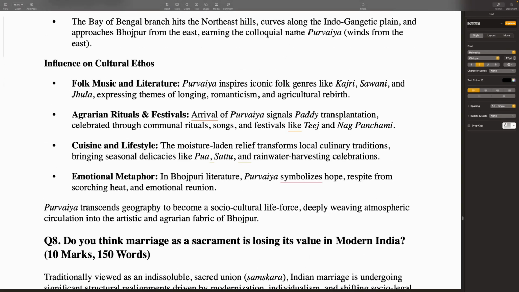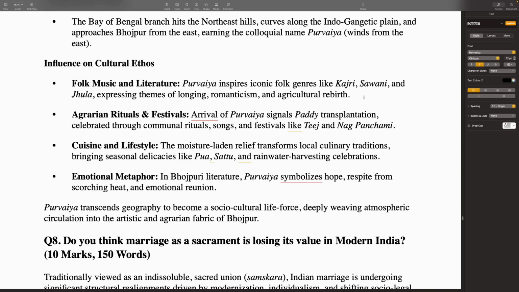It comes from Purv, if you know, Purv is east in Hindi. Influence on cultural ethos: folk music and literature. Purvaiya inspired iconic folk genres like Kajri, Sawani, and Jhula, expressing themes of longing, romanticism, and agricultural rebirth. Agrarian rituals and festivals: arrival of Purvaiya signals paddy transplantation, celebrated through communal rituals, songs, and festivals like Teej and Nag Panchami.